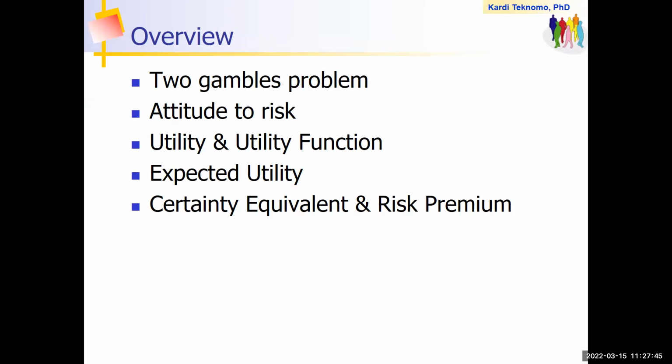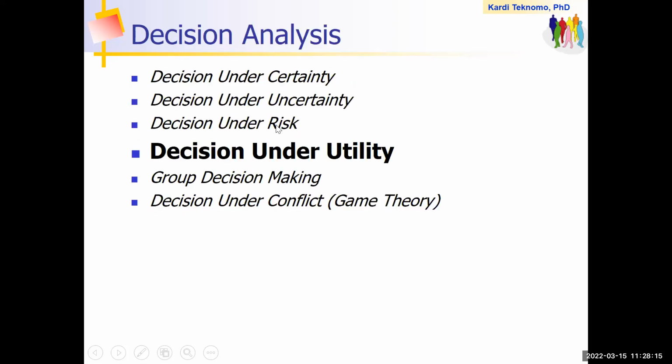So let's do this topic. First is about gambles. And then from the gambling problems, we check the attitude toward risk. And then I will introduce you to the utility and utility function. And then the expected utility. And we will discuss risk premium and certainty equivalent.